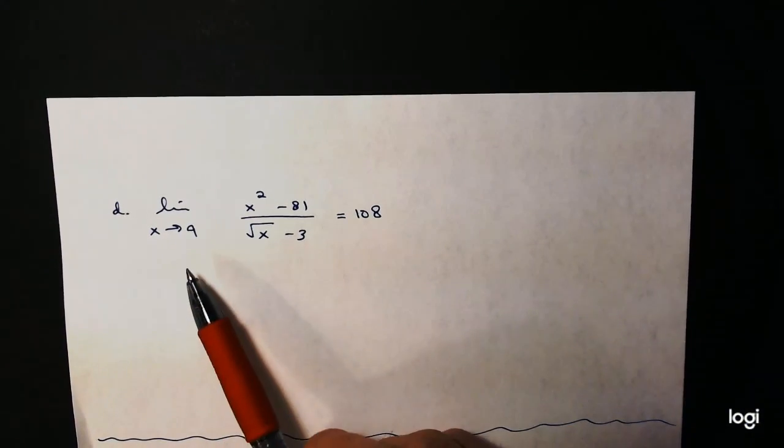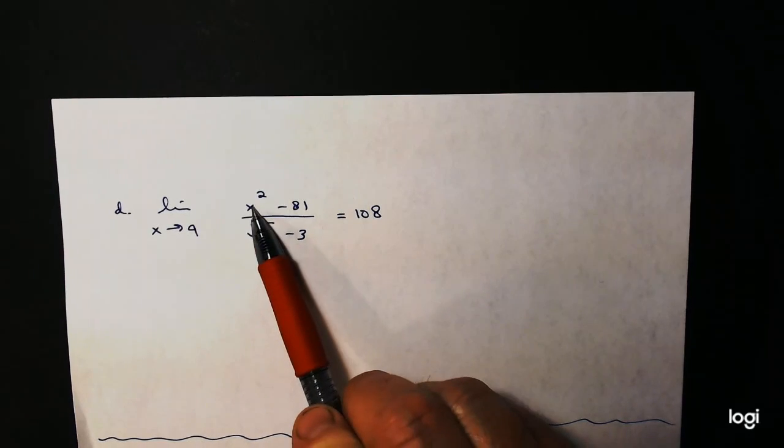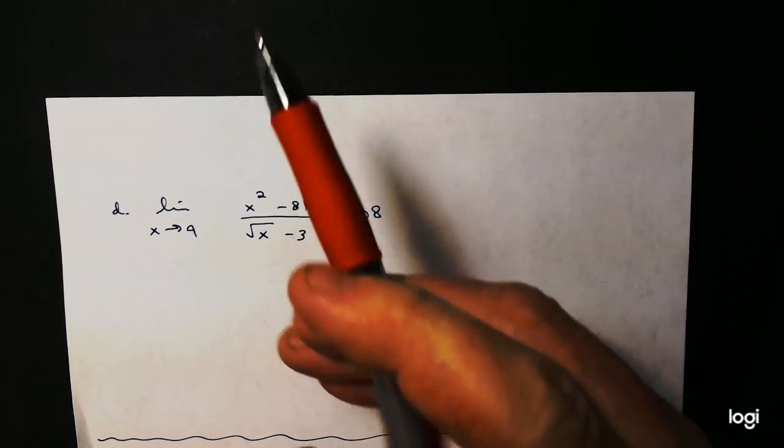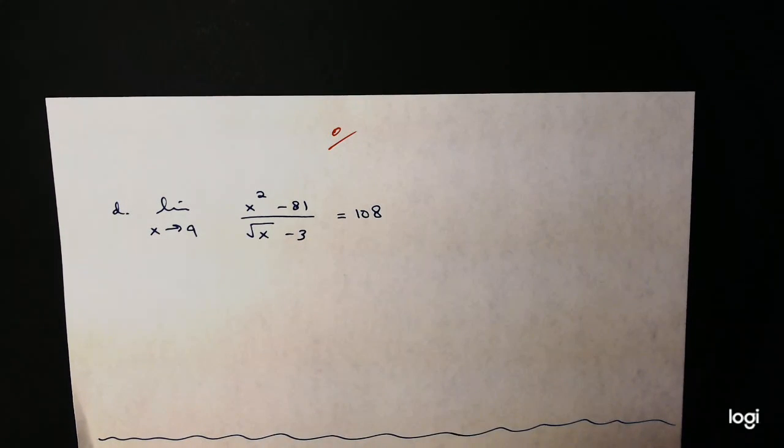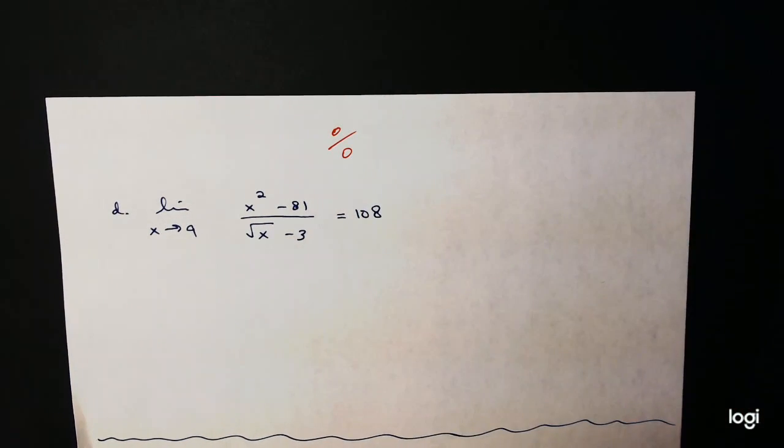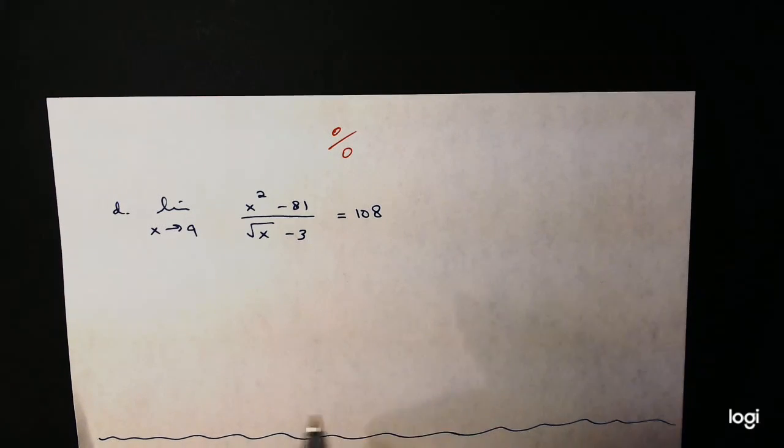So let's check for indeterminate first. Plug in a 9. 81 minus 81. Numerator is 0. Plug in a 9. The square root of 9 is 3 minus 3 is 0. Indeterminate. Okay, so we can use L'Hopital's rule.